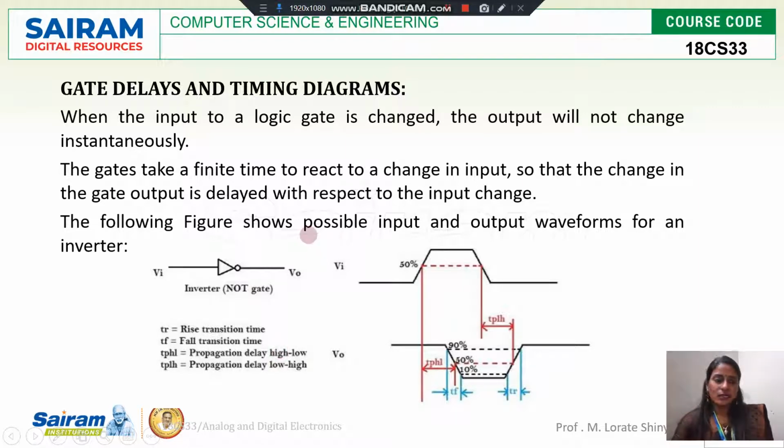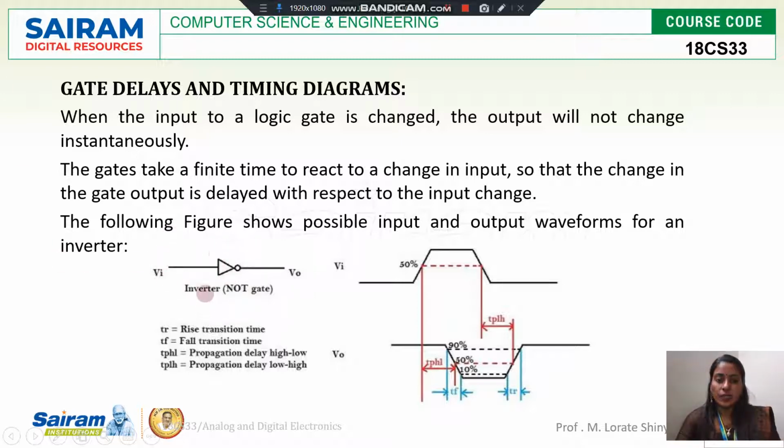Gate delays. For a gate we have input and output. For different types of input combination we will get different types of outputs. Whenever the input changes, the output will not change immediately. The gate takes finite time to react to a change in input, so the change in gate output is delayed with respect to the change in input. So that is what we are going to see.